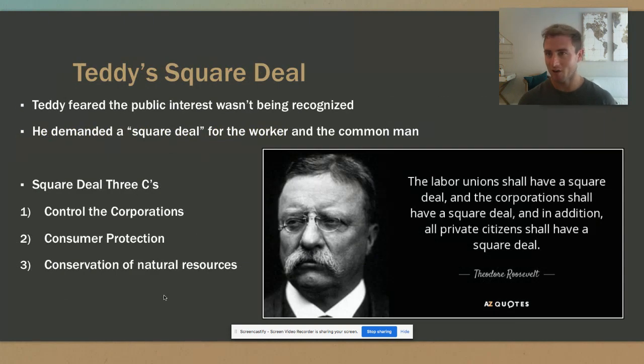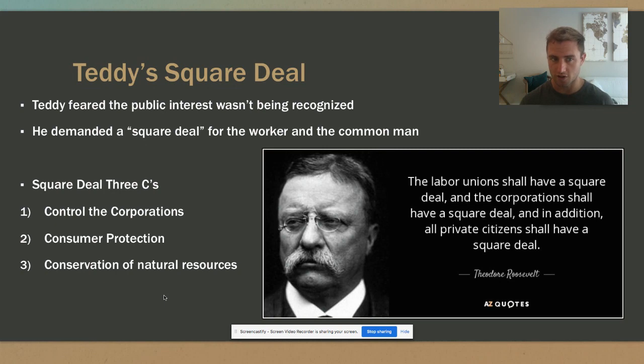And then we have Teddy Roosevelt and how he contributes to the progressive era in general. Teddy Roosevelt, his policy is the Square Deal, not to be confused with Harry S. Truman's Fair Deal. It is Teddy. You can summarize his domestic agenda in 3 ways: the 3 C's: controlling the corporations, consumer protection and conservation of natural resources.